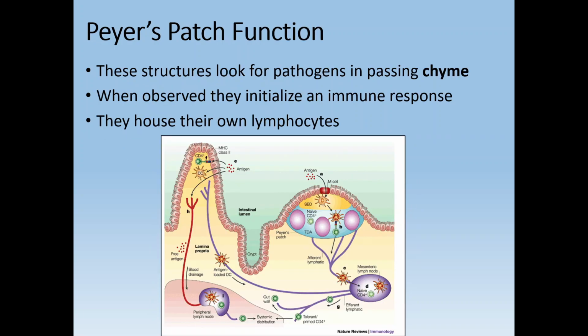It's looking for pathogens, any type of antigen that's not recognized by the body. And just like the lymphatic system, it's going to react in the same way. It houses its own lymphocytes, so it has its own macrophages, its own T cells, its own B cells. So if a pathogen is detected, we're going to use that adaptive immune response.